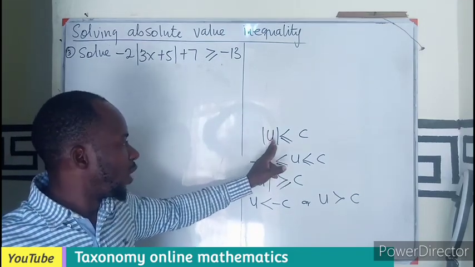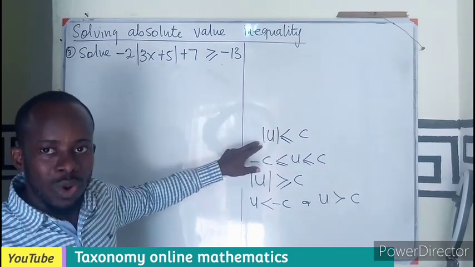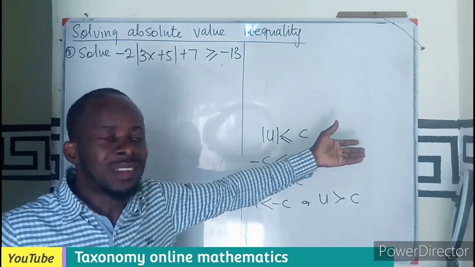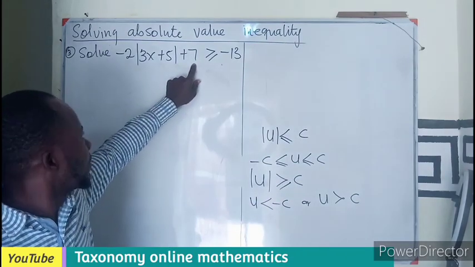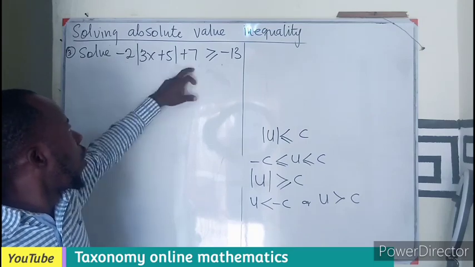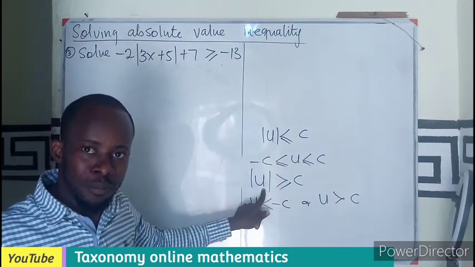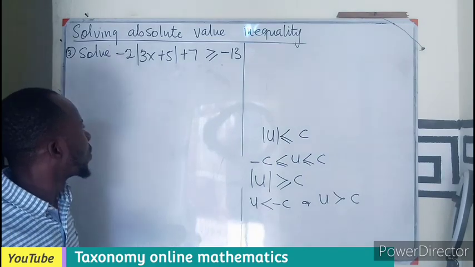We want the algebraic expression in absolute value at the left, and the constant at the right. But you can see a constant is here, and you can see another constant multiplying. So we need to deal with these two constants to get it in this form or in this form. Right? Good. So let's see.